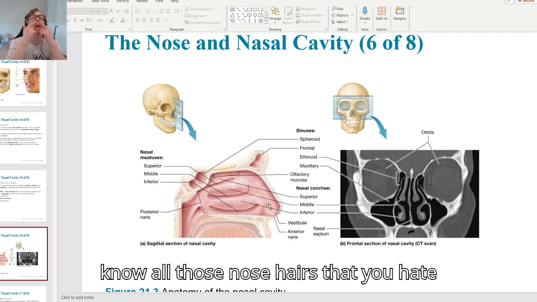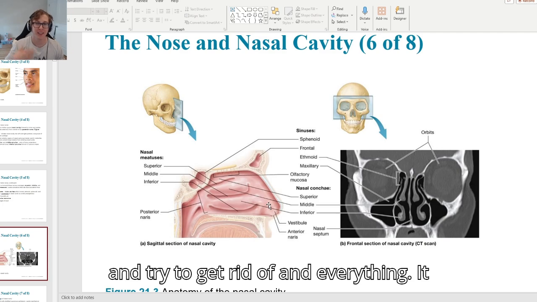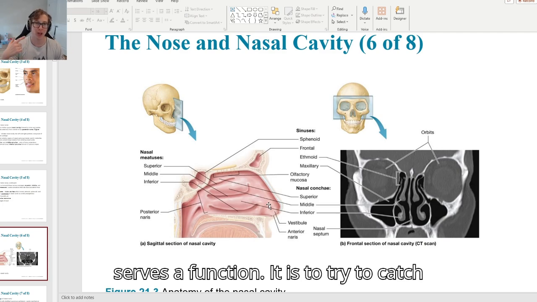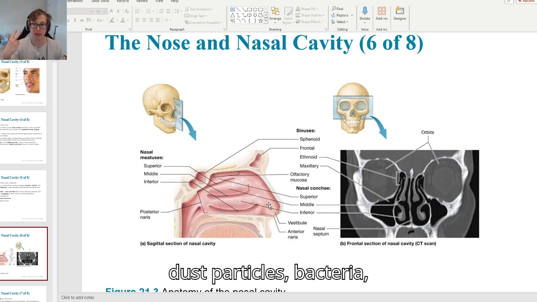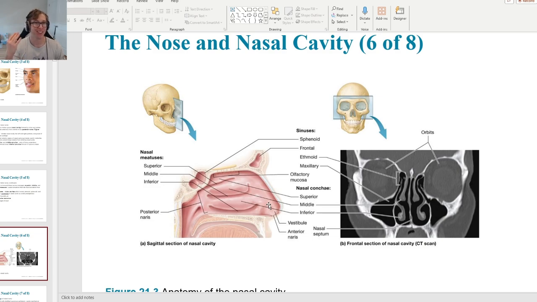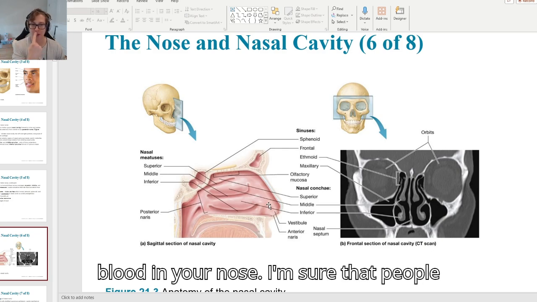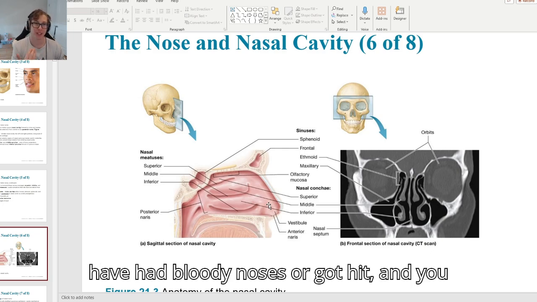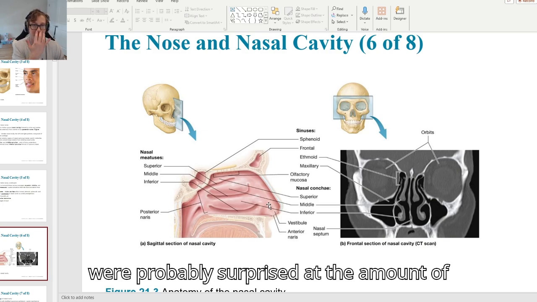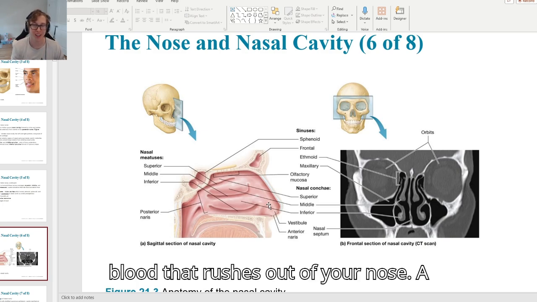So, all those nose hairs that you hate and try to get rid of, they serve a function. It is to try to catch dust particles, bacteria, pathogens, anything of that. Now, you have a lot of blood in your nose. I'm sure that people have had bloody noses or got hit, and you were probably surprised at the amount of blood that rushes out of your nose.